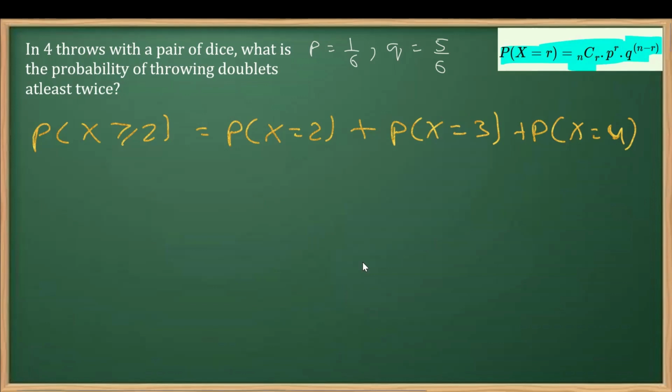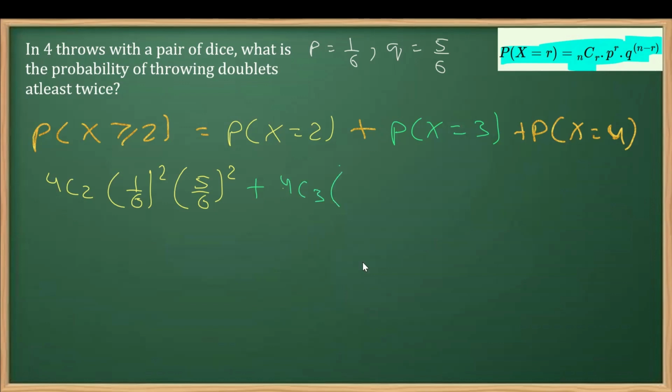Now let me show you what I'm finding here for P(X equals 2). It's nCr, n is 4, r is 2, P raised to the power r, P is 1 over 6, raised to the power 2, and Q raised to the power n minus r, so 5 over 6, n minus r, 4 minus 2 is what? 2.